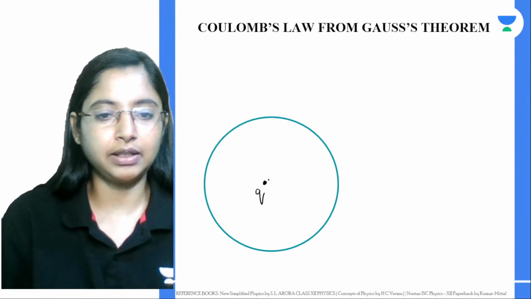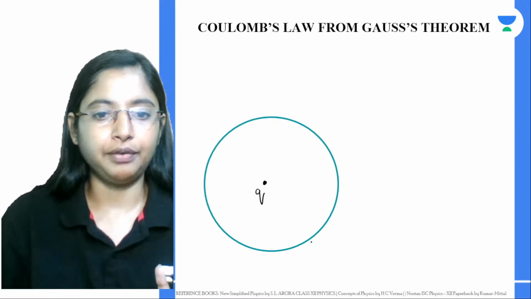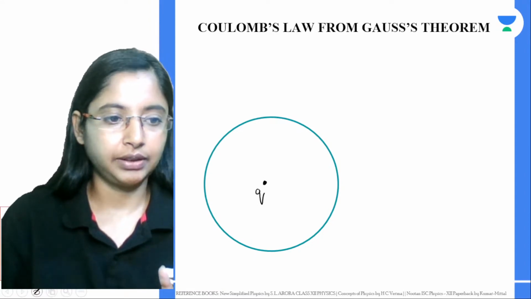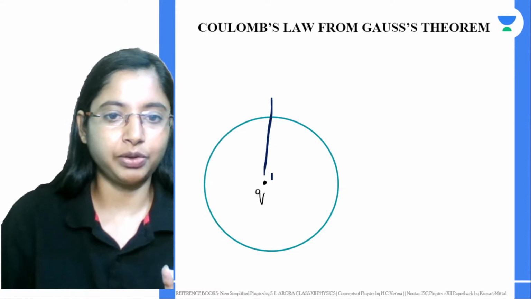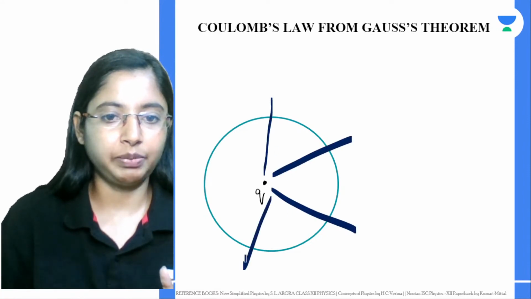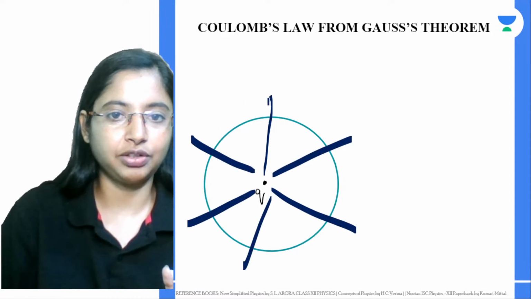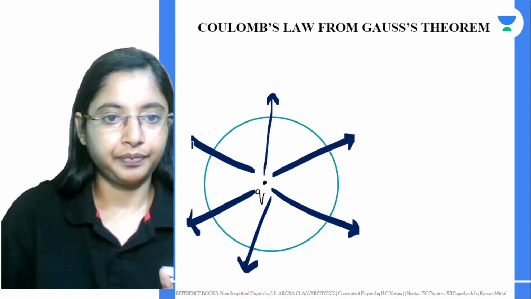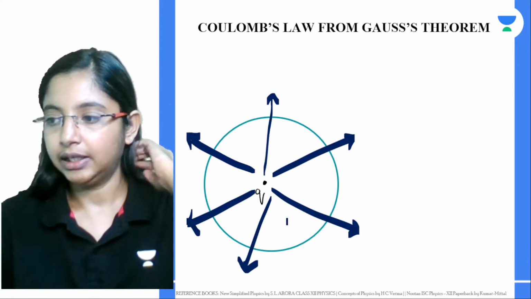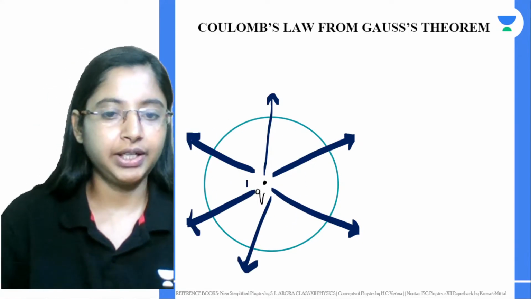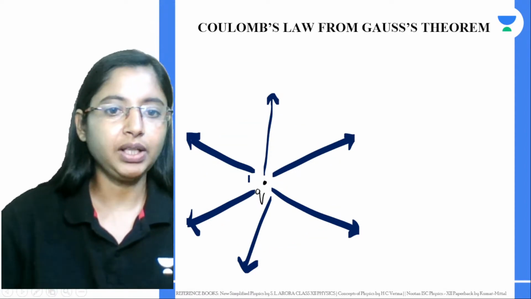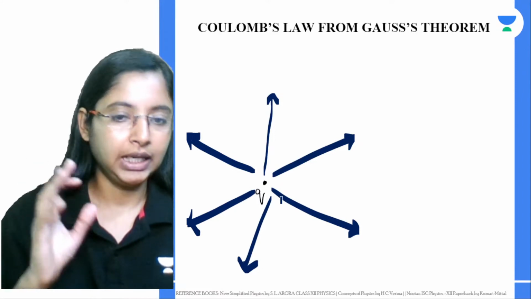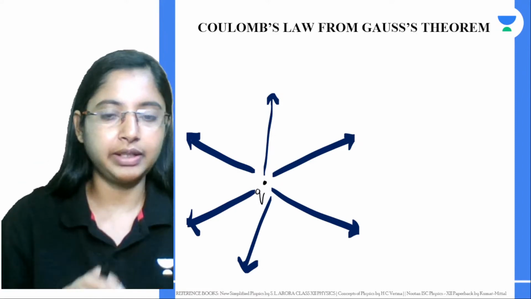Because of this isolated point charge, there are going to be field lines everywhere around it. These electric field lines will always be pointed radially outwards, and there will be field lines everywhere around the charge. These are the electric field lines that are coming out of it.